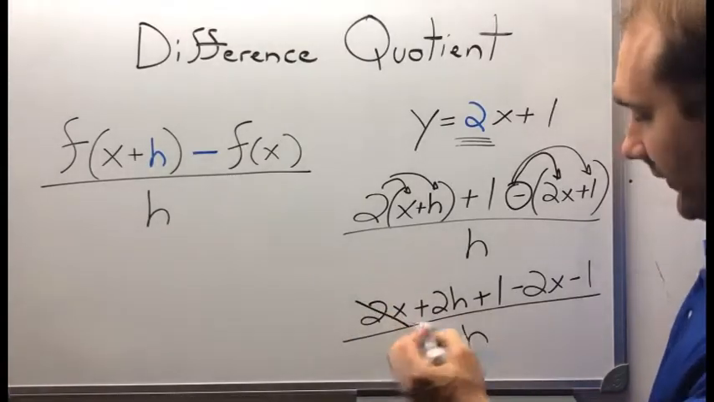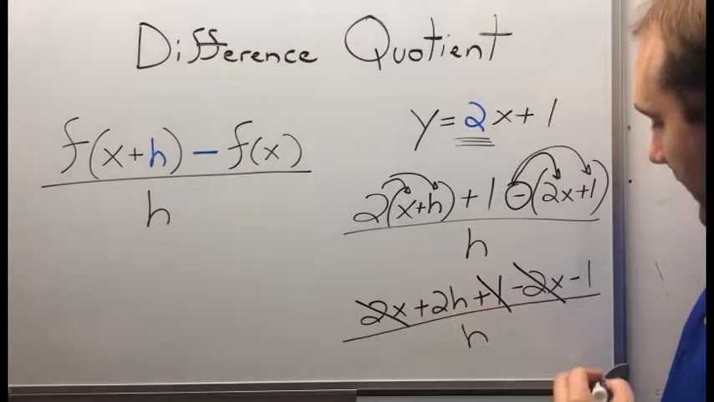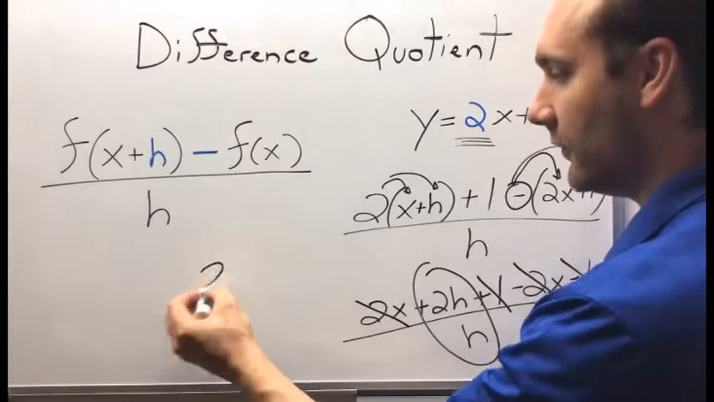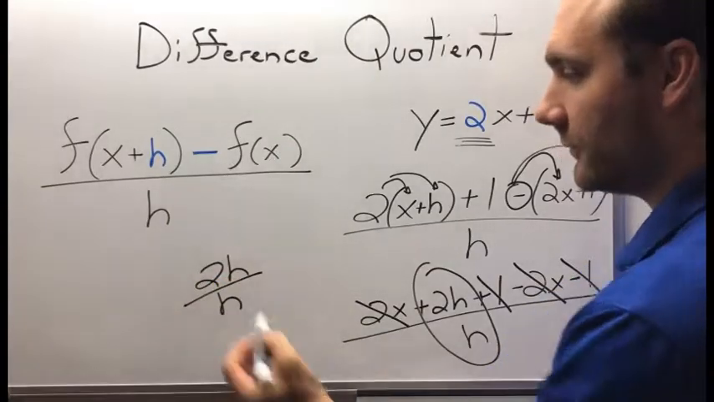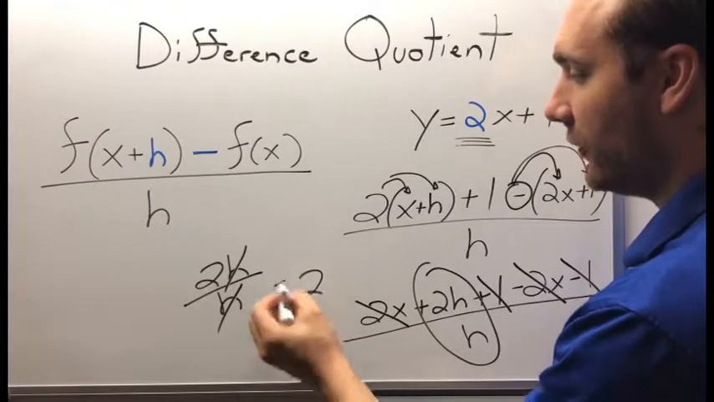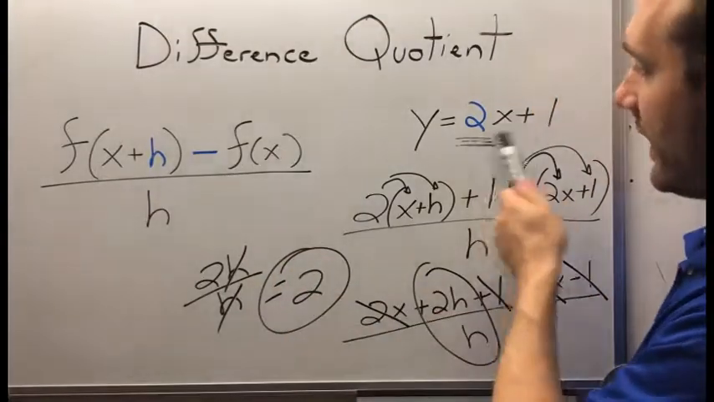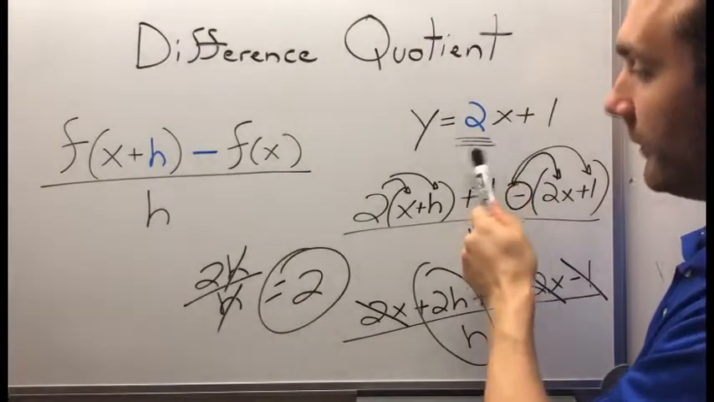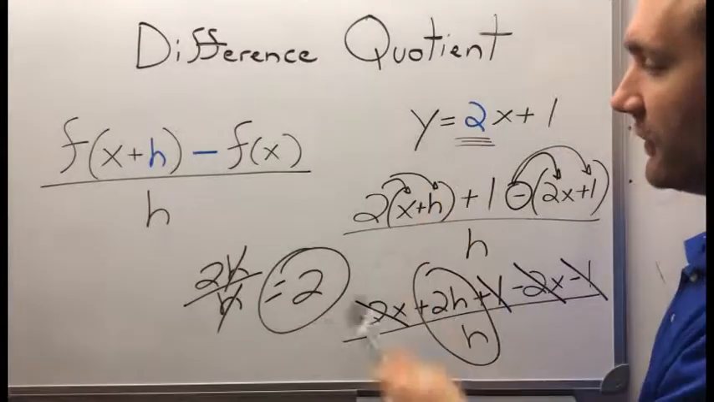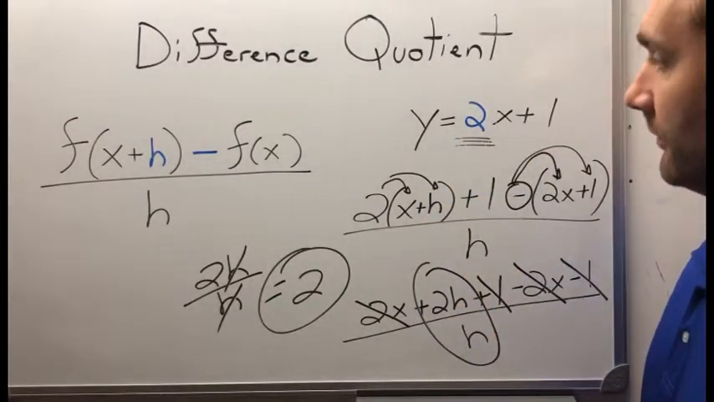Notice how the 2x cancels out with the minus 2x. The 1 cancels out with the minus 1. And what I'm left with is 2h over h. These h's will cancel, and my difference quotient, my slope of my function, is 2. Isn't that what we said it would be with slope-intercept form? Yes. So here's how it would work with a linear function. You should just get your slope, 2.